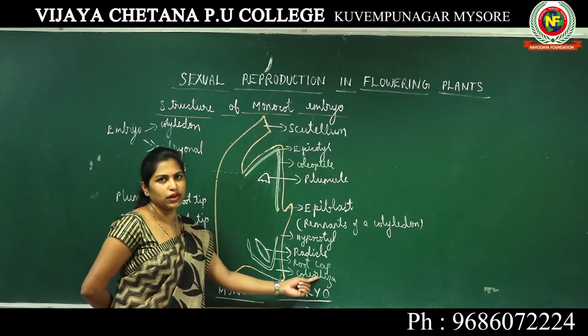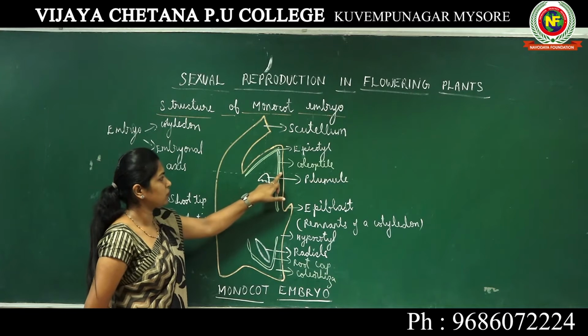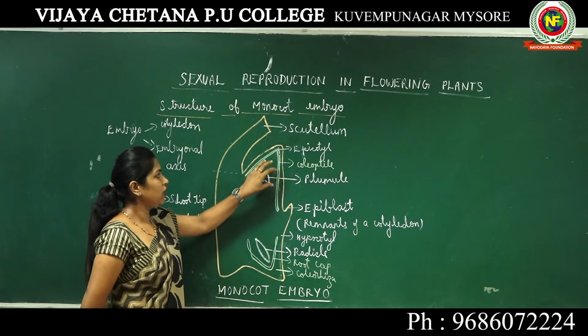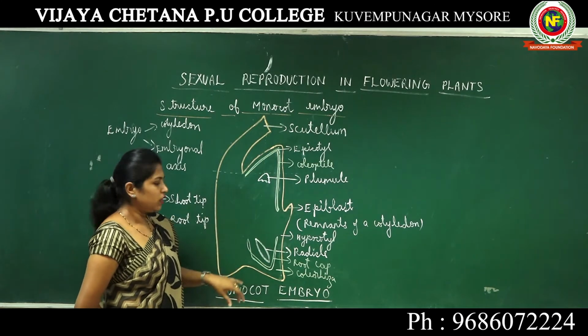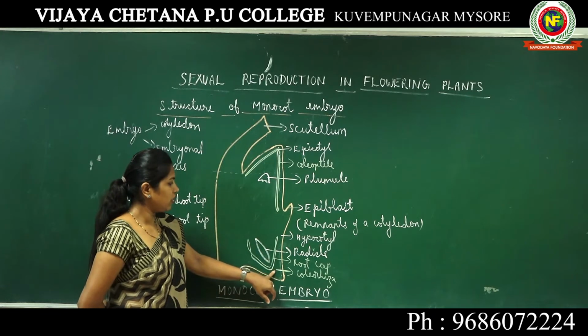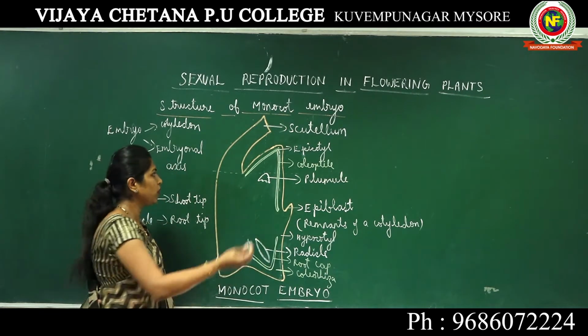It's coleorhiza. Now, this part of the embryo, you have this structure called coleoptile. This coleoptile encloses the plumule, whereas this undifferentiated sheath known as coleorhiza encloses the radicle as well as the root cap.